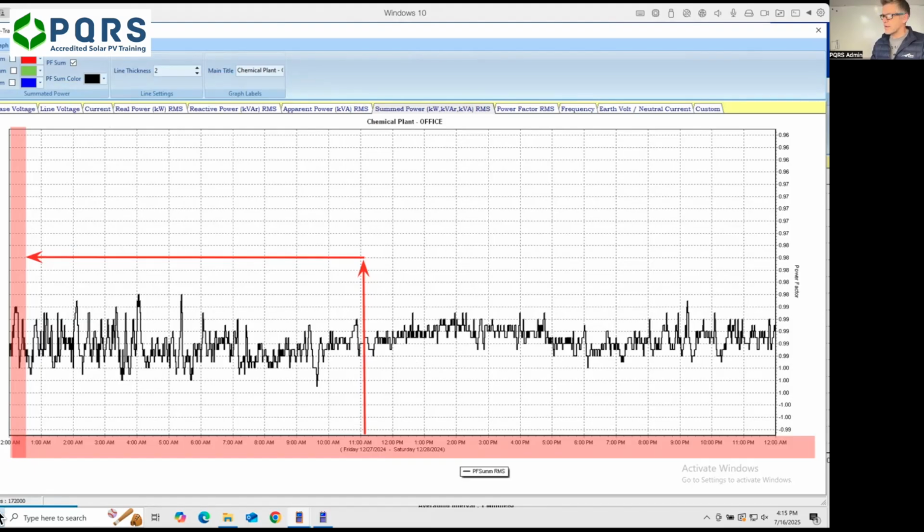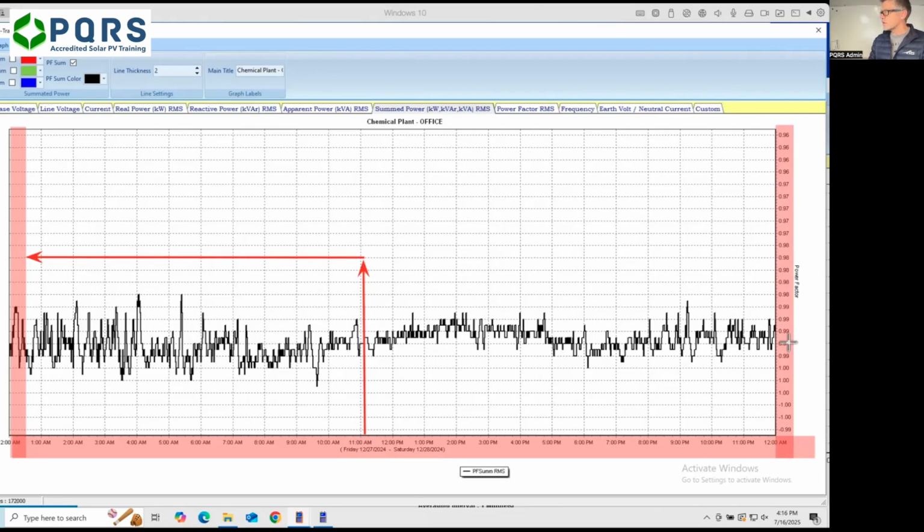When we look at the black line, where we are going to be reading it is on the right-hand side of the graph. We'll see that the values we have over here vary between about 1 and 0.96. Now, when you have a pretty good power factor, a value of 1 is what we call unity. We want to try and get the power factor as close as possible to 1.